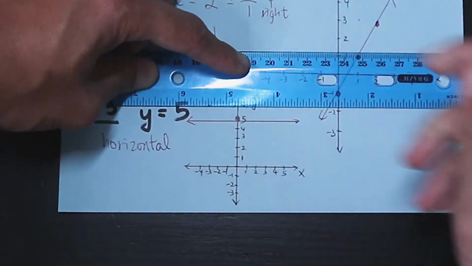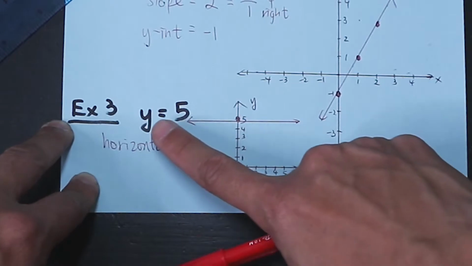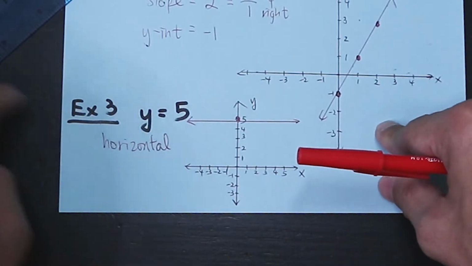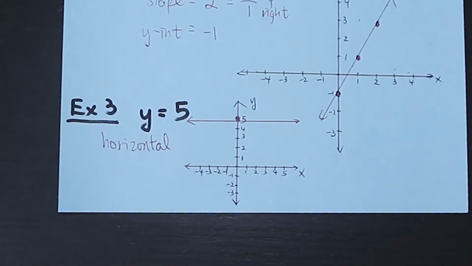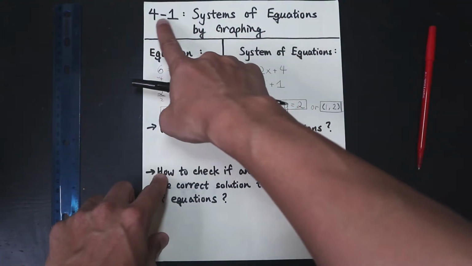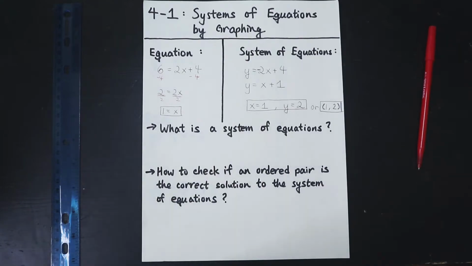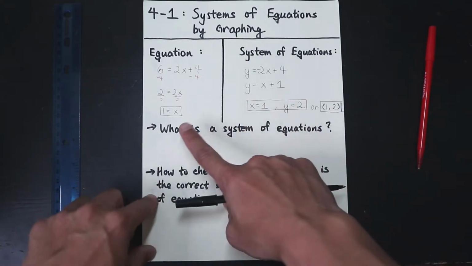So this is a horizontal line, passes through the value 5 on the y-axis, and that is the equation for y equals 5. Well, that's all for the review on how to graph in slope-intercept form. Let's move on to our brand new lesson. Today's lesson is going to be 4-1, Systems of Equations by Graphing. Let's talk about what a system of equations is first.